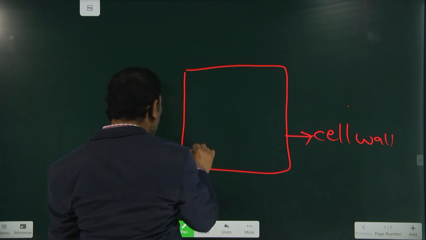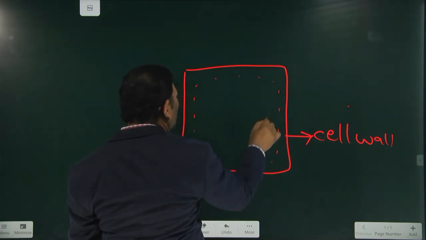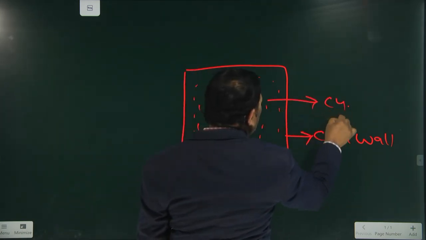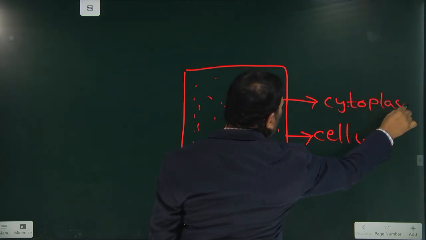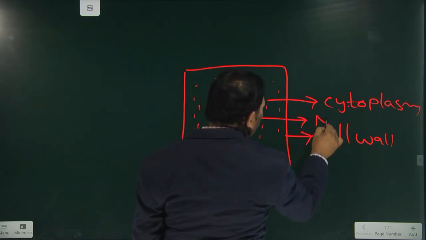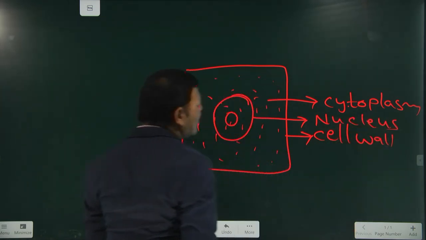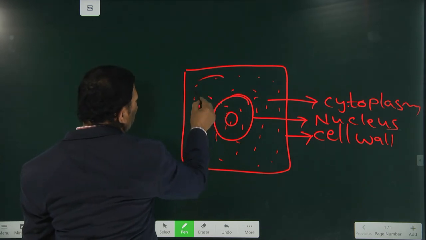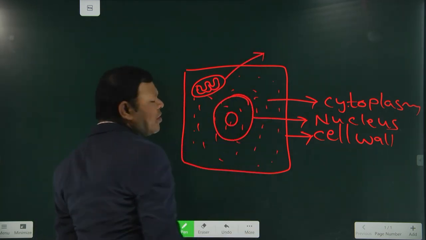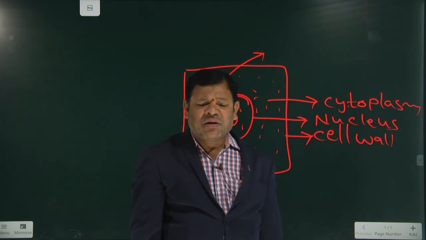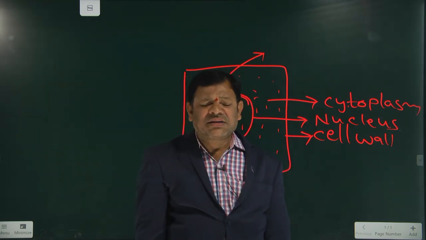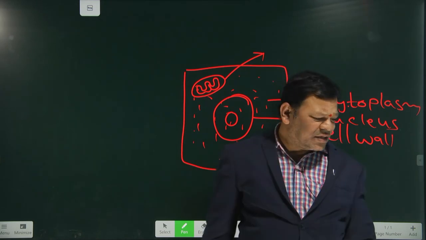What is the semi-solid homogeneous material present inside? This semi-solid homogeneous material is called cytoplasm. In the center, that round ball-like structure is called the nucleus. In this cytoplasm, all the remaining organelles are arranged: mitochondria, Golgi bodies, peroxisomes, chloroplasts. All the cell organelles are present in the cytoplasm of the cell.